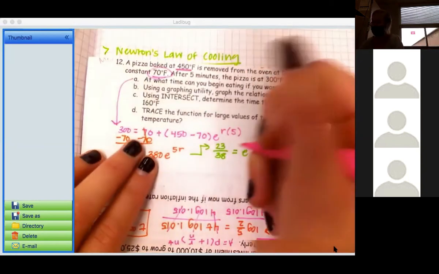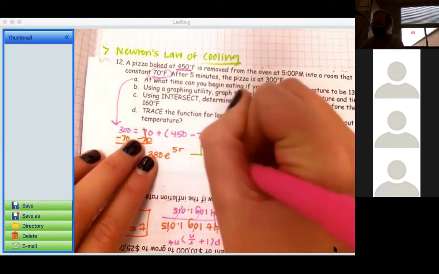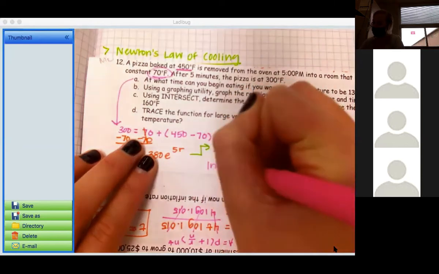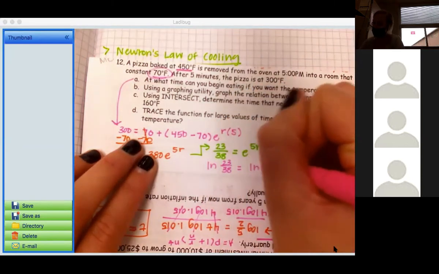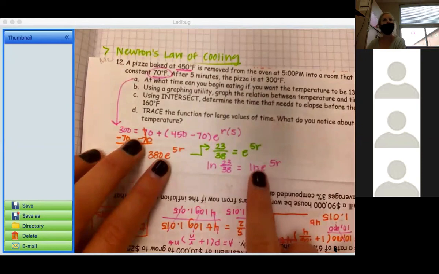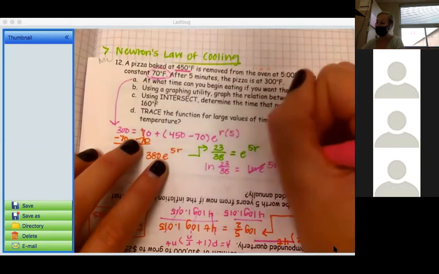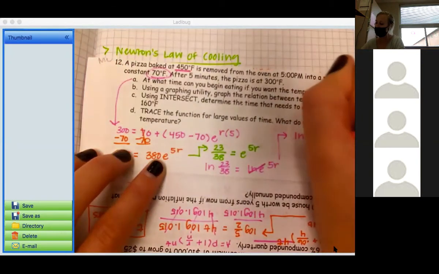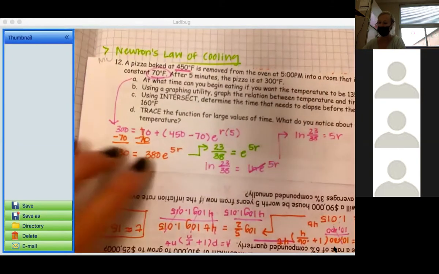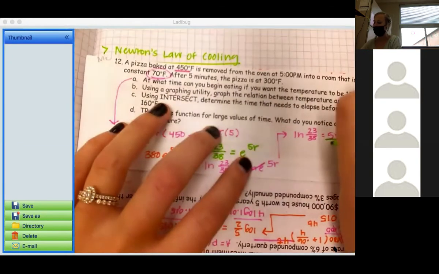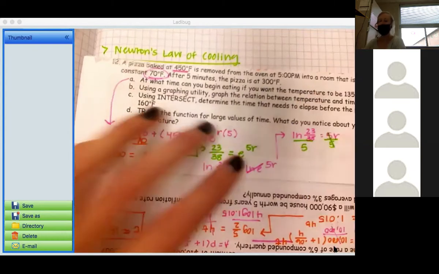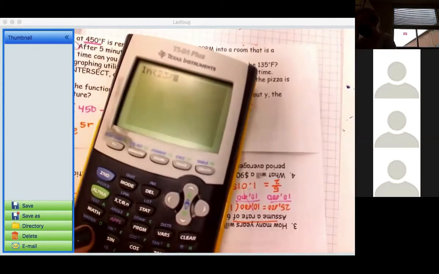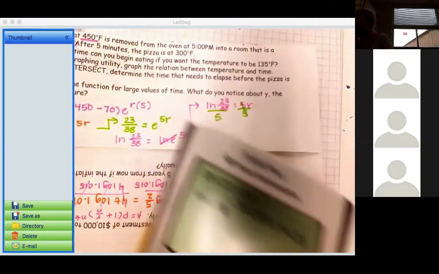Okay, that's fine. I'm going to do log of both sides. Natural log of 23 over 38 equals natural log of e to the 5R. What happens with natural log of e? It cancels. Good. So this is going to be natural log of 23 over 38 equals 5R. Divide by 5. And this will give me my rate, right? Log of 23 divided by 38. And then divide that by 5.